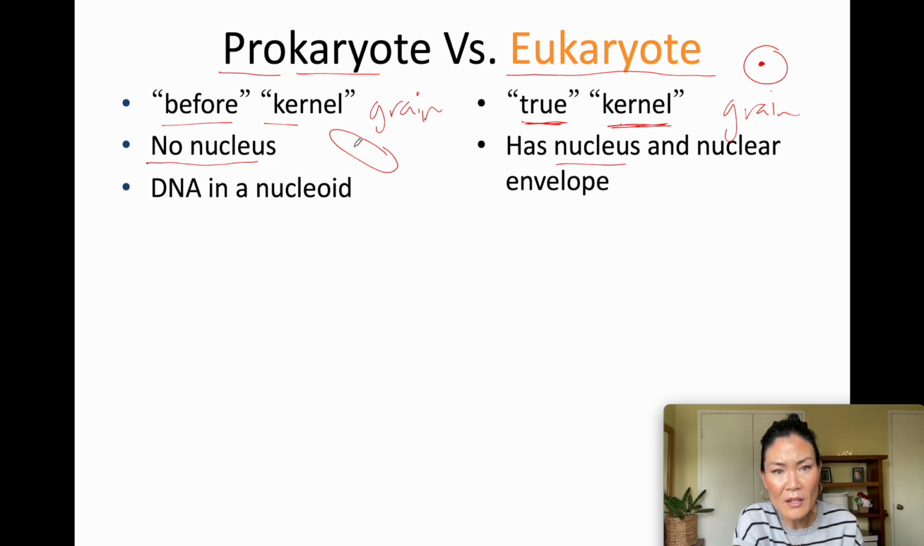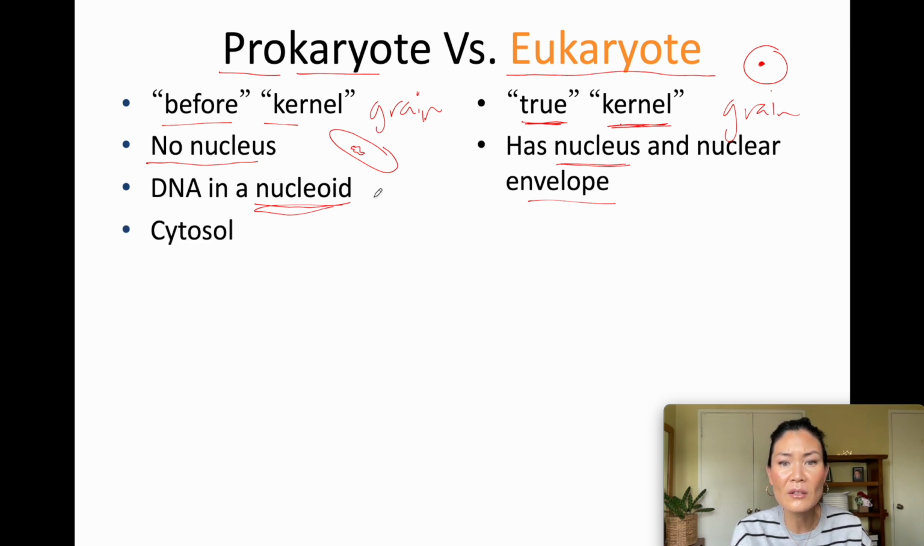Whereas with bacteria, their DNA is like floating in the cytosol, and that area where you can find the DNA floating, we just call it a nucleoid, okay? We have a nucleus, they have a nucleoid, okay? We have an envelope that surrounds our DNA, and that envelope is a membrane or the nuclear membrane. They don't have a membrane that surrounds their DNA.